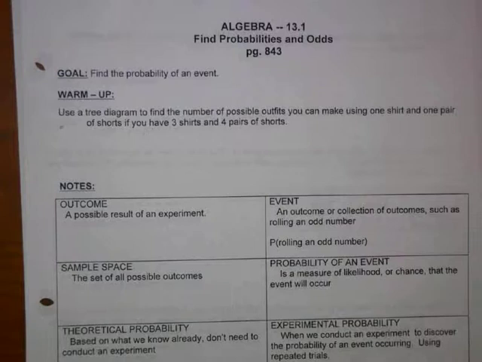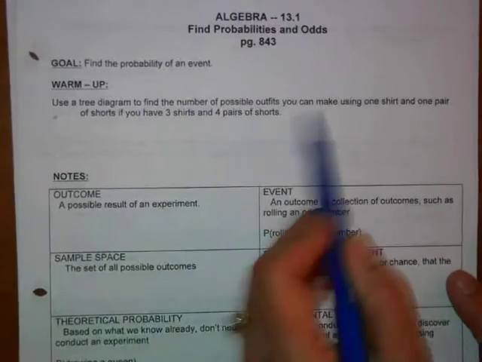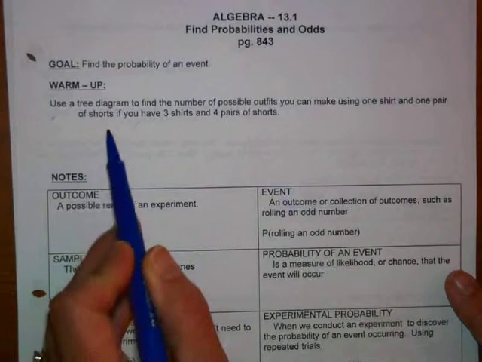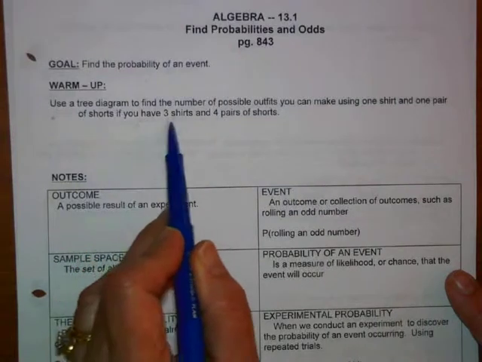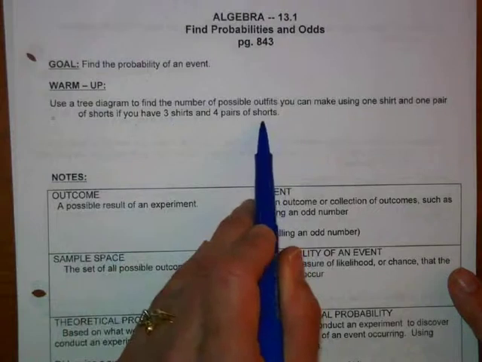Use a tree diagram. Now you may remember tree diagrams. They kind of look like factor trees, sort of. To find the number of possible outfits you can make using one shirt and one pair of shorts. Now, in your closet, you have all of 3 shirts and 4 pairs of shorts. So let's see how many outfits you can make.